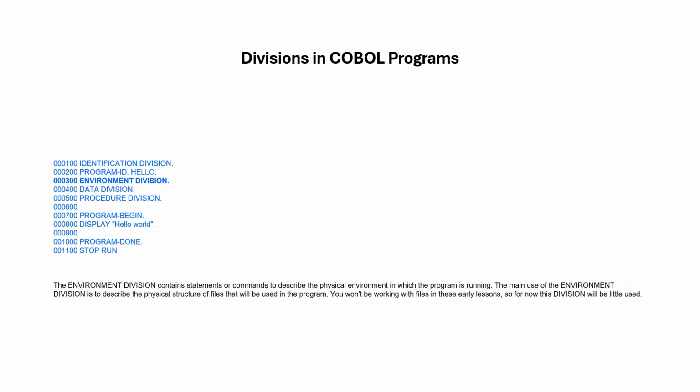The environment division contains statements or commands that describe the physical environment in which the program is running. The main use of the environment division is to describe the physical structure of the files that will be used in the program. You won't be working with files in the early lessons, so for now the division will be little used.